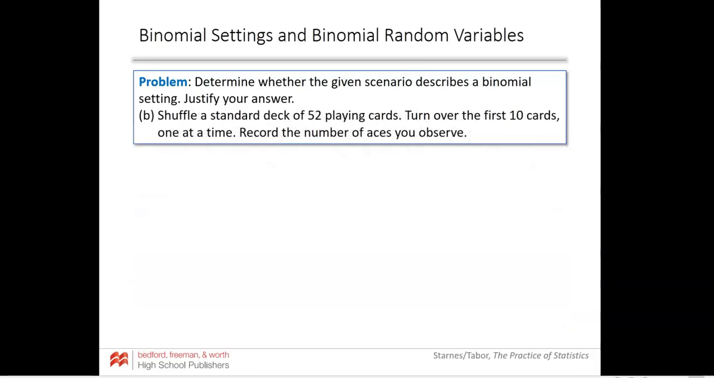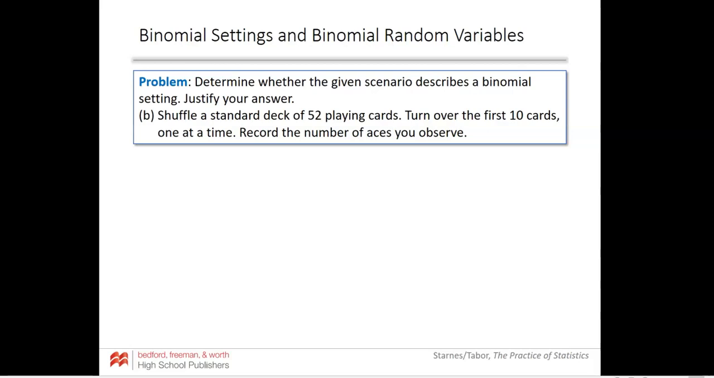Shuffle a standard deck of 52 playing cards. Turn over the first 10 cards one at a time. Record the number of aces you observe. So is it binary? It seems like we're trying to get aces there. So aces is success, not aces is failure. So it does seem binary in nature. Let's look at number. Is the number fixed? So we have exactly 10 cards we're turning over, so the number is fixed. Do we have the same probability of success?